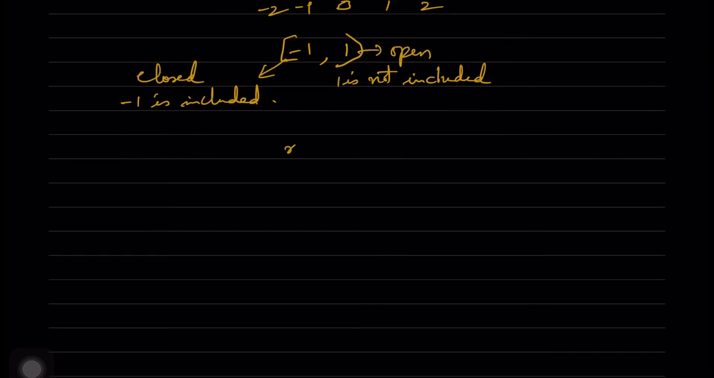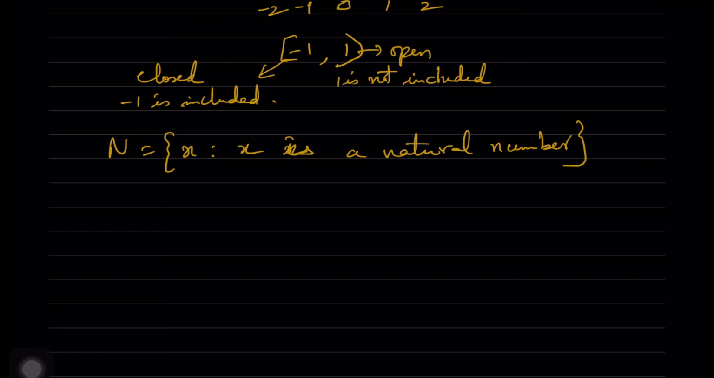Now you can tell for natural numbers, N is equal to the set of all x such that x is a natural number. How can you write this? You can write this as -infinity less than x less than infinity. We are writing here an open interval. Whenever infinity is taken, it is always taken as an open interval. You don't take it as a closed interval because you don't know what that infinite number is.